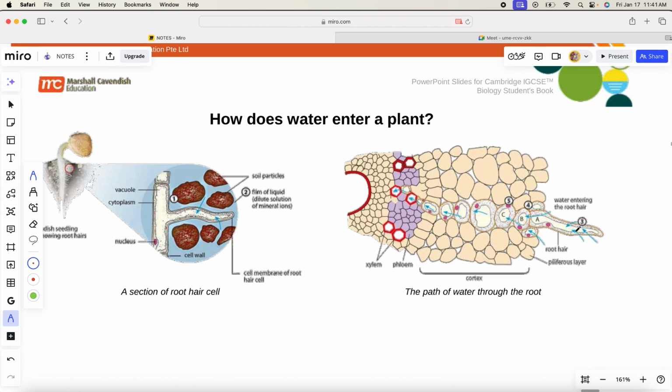So this is a process. Look at it from the beginning. This is a root hair. Through a process of osmosis, water enters the root hair, and from here is being deposited in the xylem. This is the xylem. These are the lignin of the xylem.